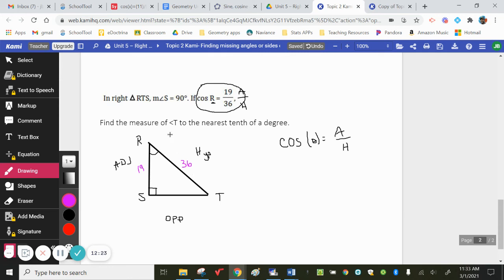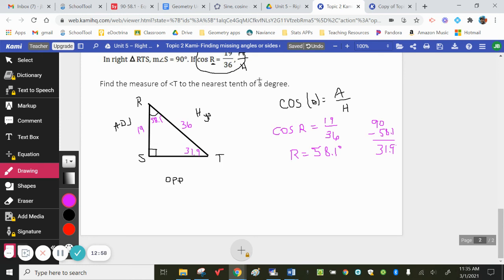Now, if I want to find the measure of angle T, one option is to write an equation using angle T and solve for that. A second option would be to find the measure of angle R using this equation, and then I could find T because I know that angle R plus angle T must be 90 degrees, since the three angles of any triangle add up to 180, and angle S is already 90, so these two angles must add up to 90 as well. So let me show you the two choices.